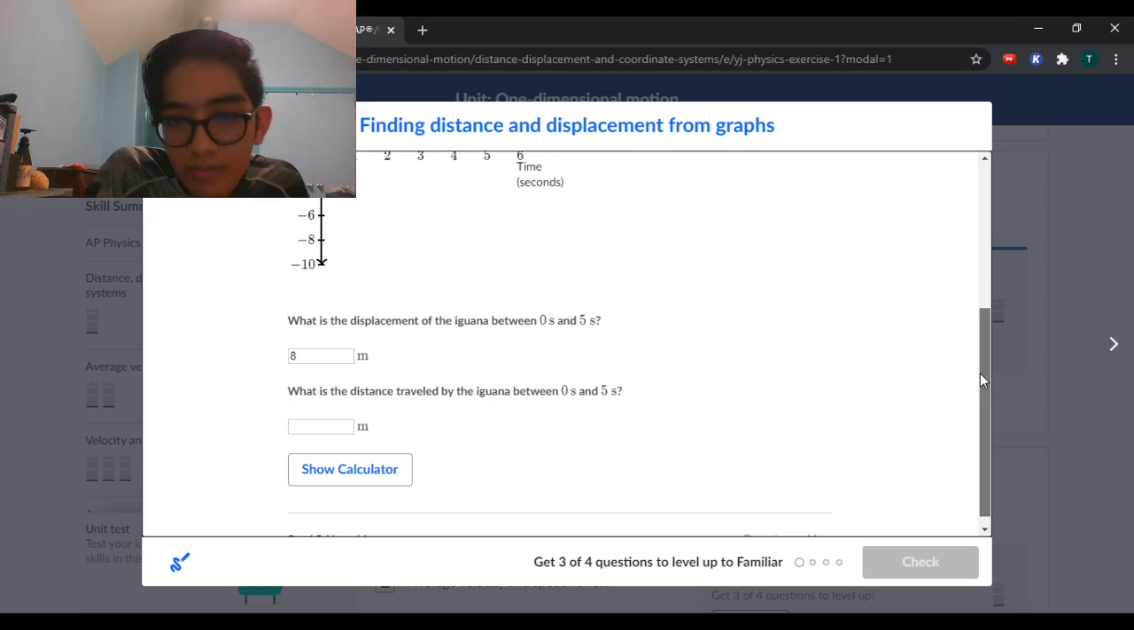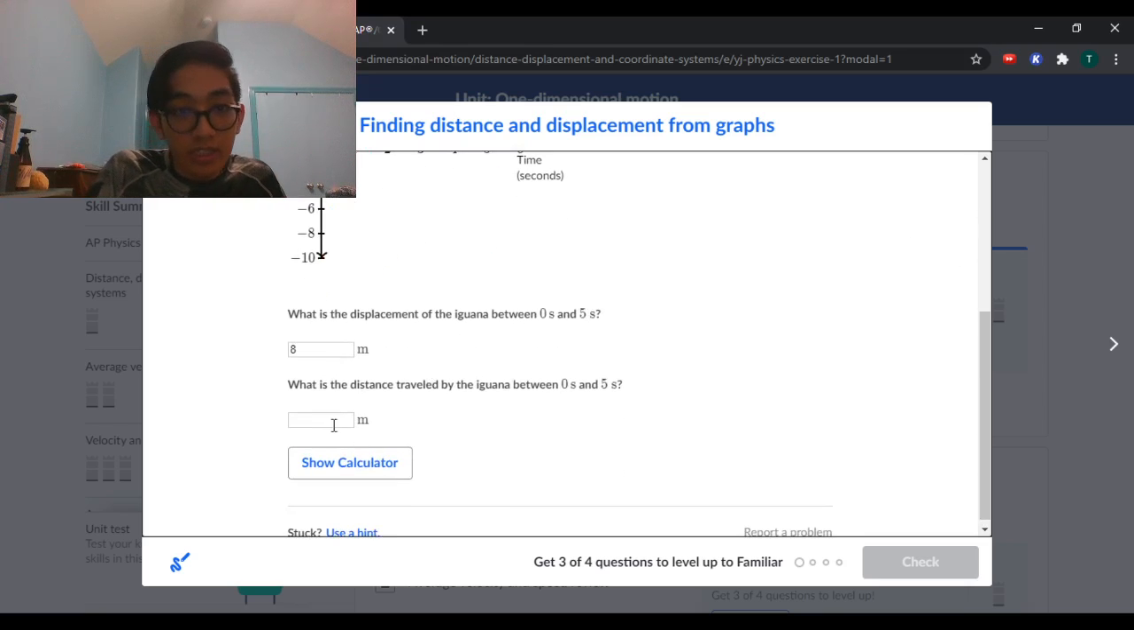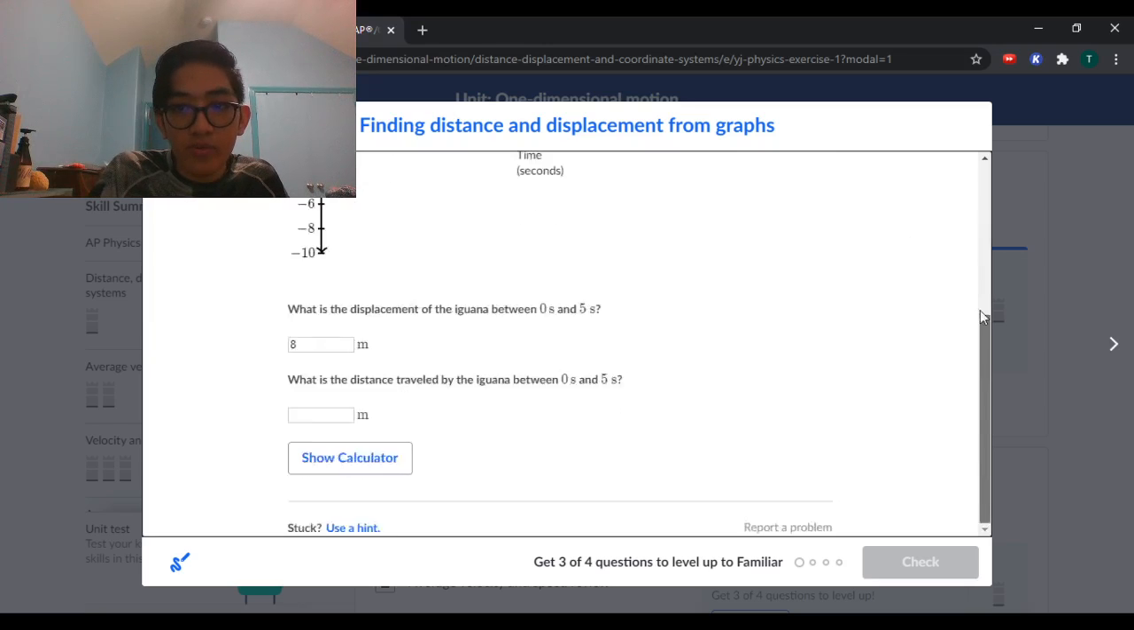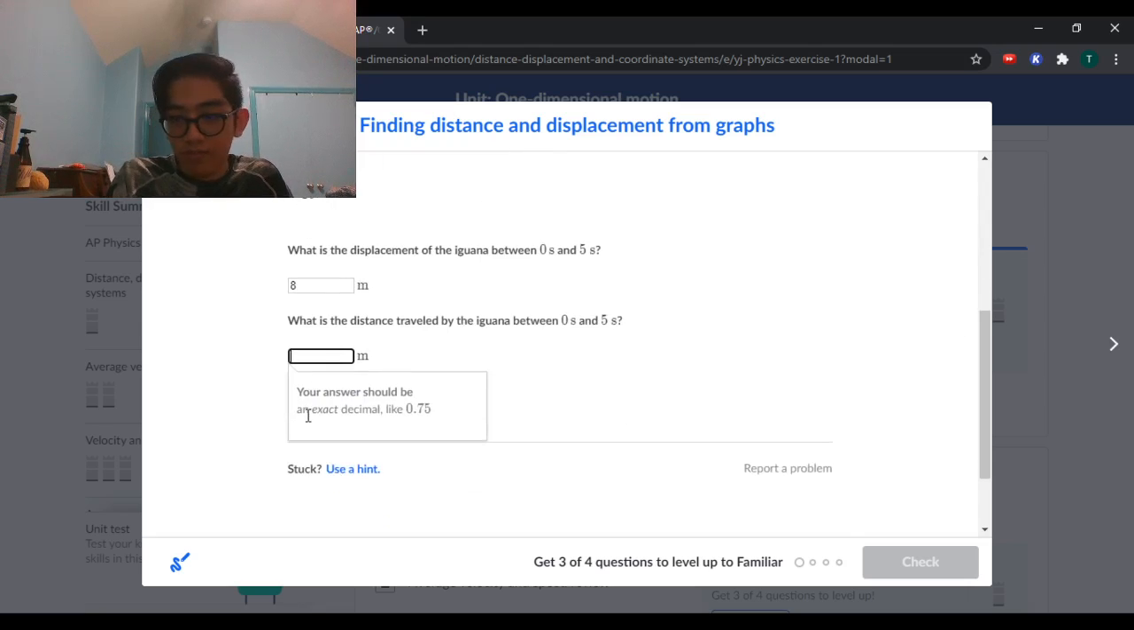What is the distance traveled between 0 and 5? Well, distance is scalar, right? So I'm the iguana, let's imagine that. From -2 to 6, we have traveled 8 meters. From 3 seconds to 5 seconds, we travel nowhere. So in this rare case, distance equals displacement because we're at rest here. So in that case, it has to be 8.